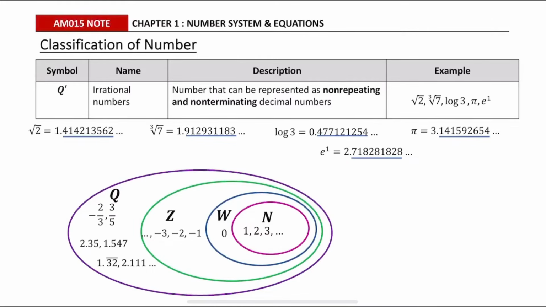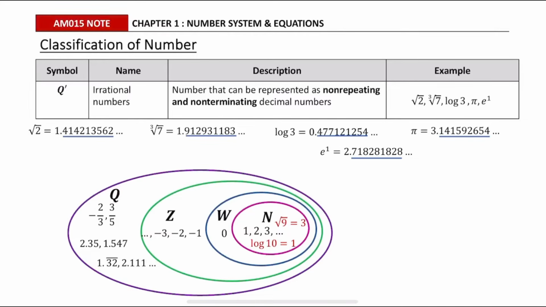However, not all logarithms are irrational numbers. Some can be expressed as rational numbers too. For example, log 10, which is equal to 1. And the same goes for surds. Some surds can be expressed as rational numbers. For example, square root of 9, which is equal to 3.